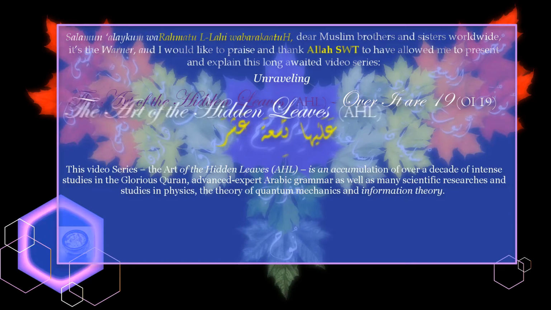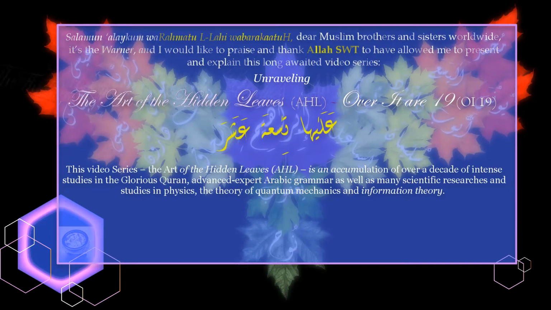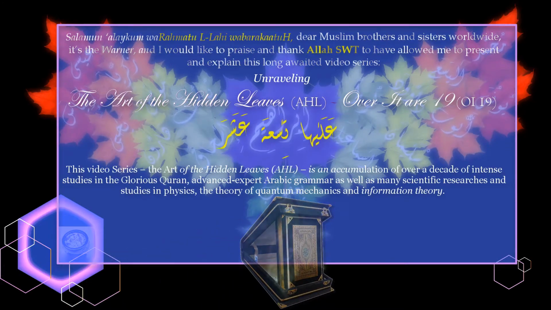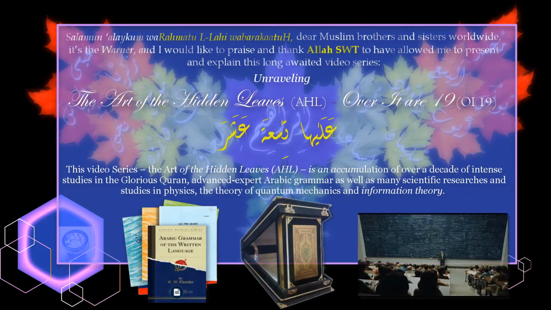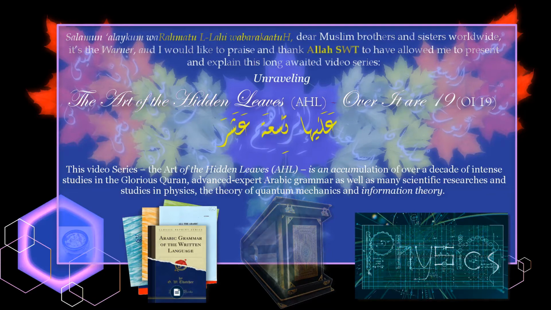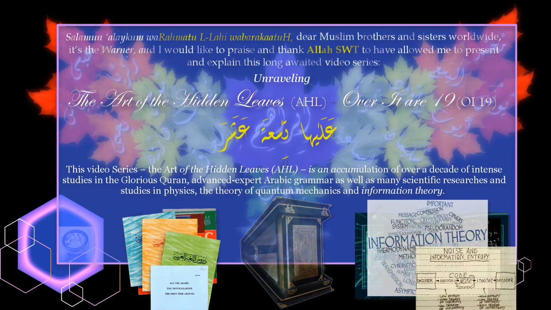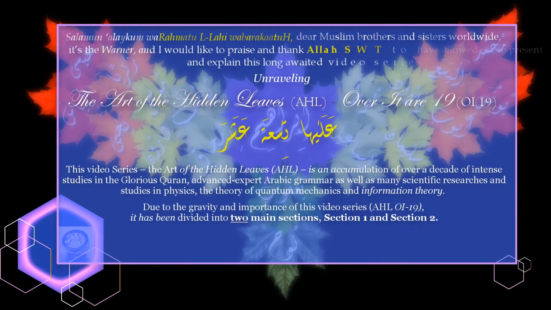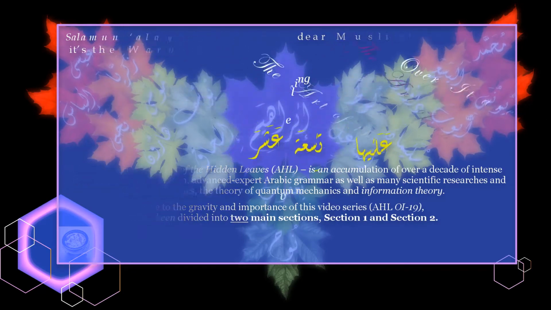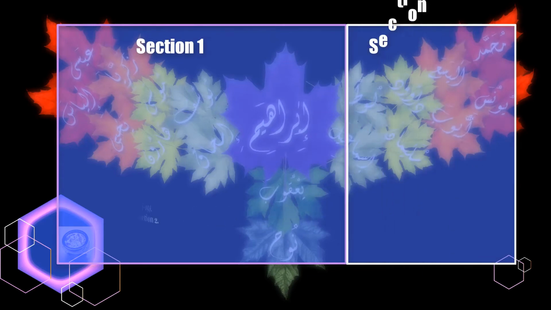This video series, The Art of the Hidden Leaves, is an accumulation of over a decade of intense studies in the glorious Quran, advanced expert Arabic grammar, as well as many scientific researches and studies in physics, theory of quantum mechanics, and information theory. Due to the gravity and importance of this video series, it has been divided into two main sections, Section 1 and Section 2.